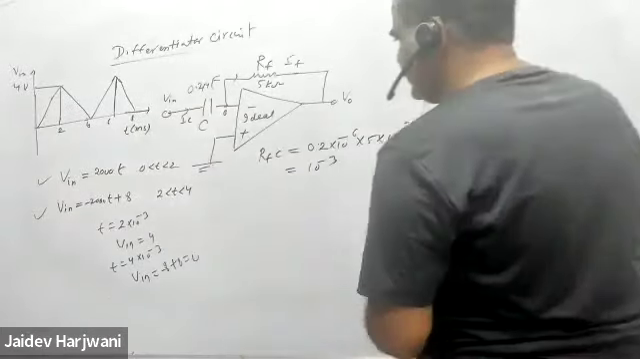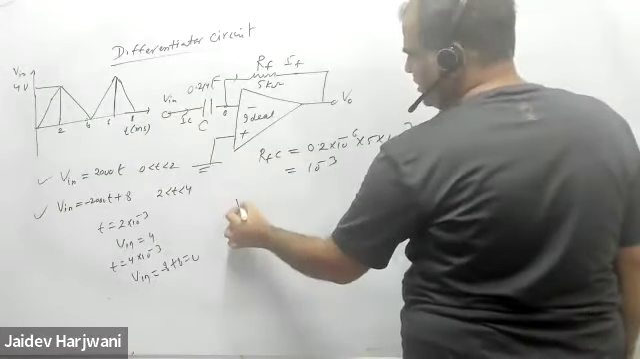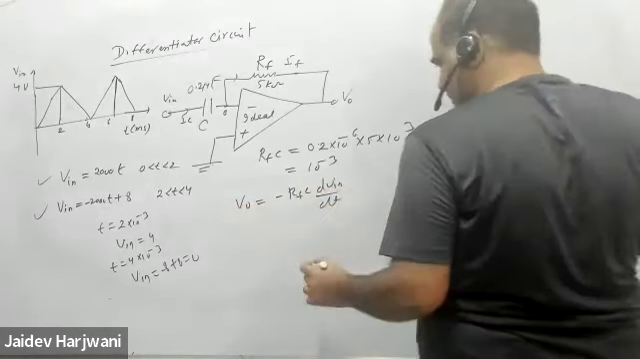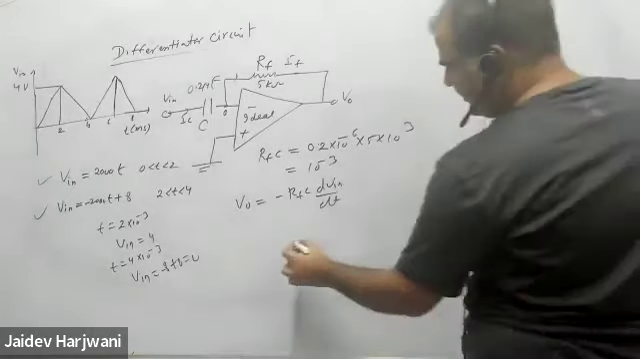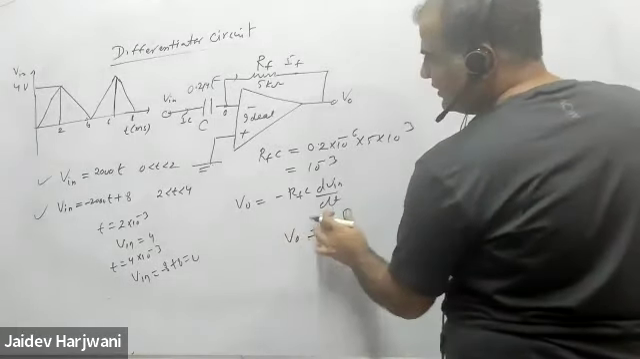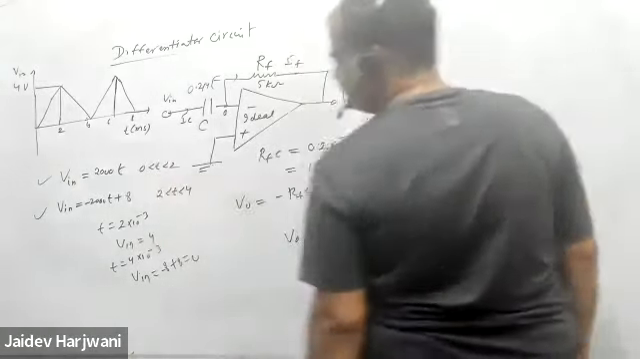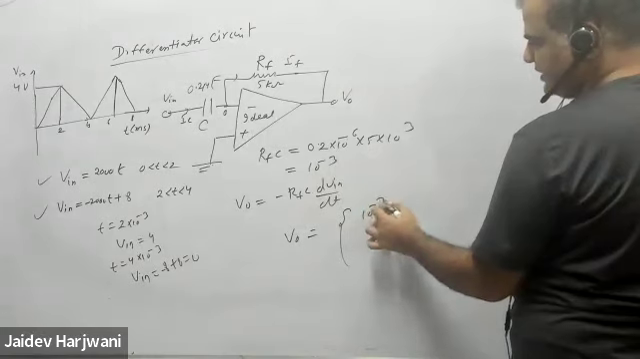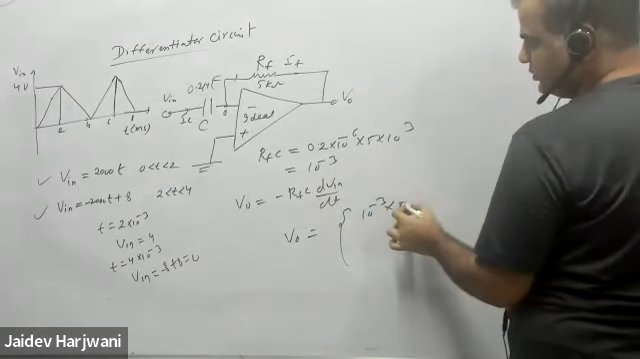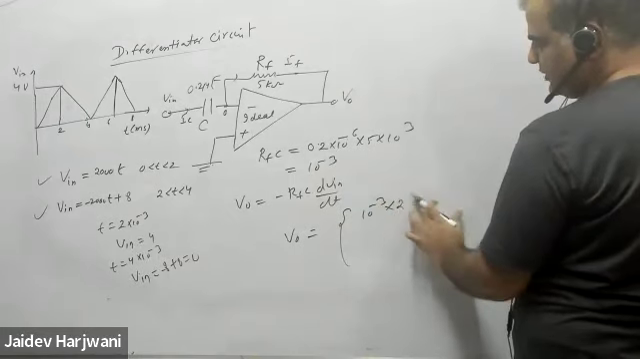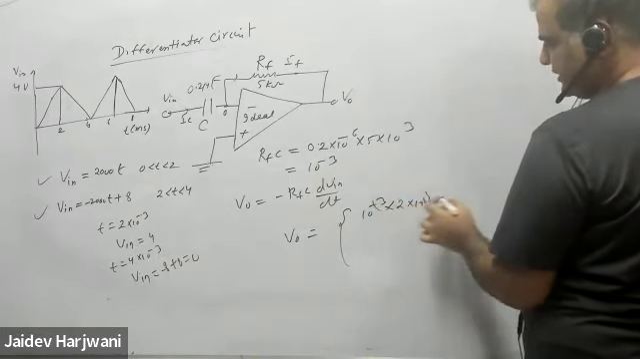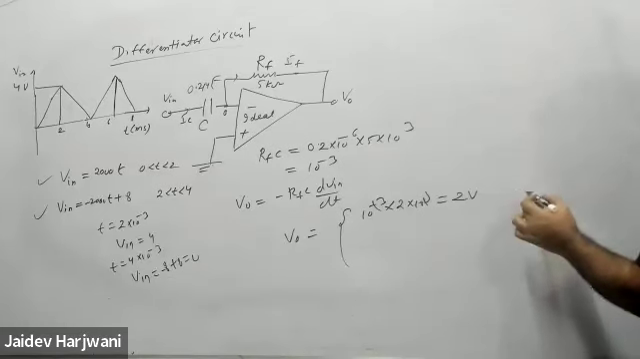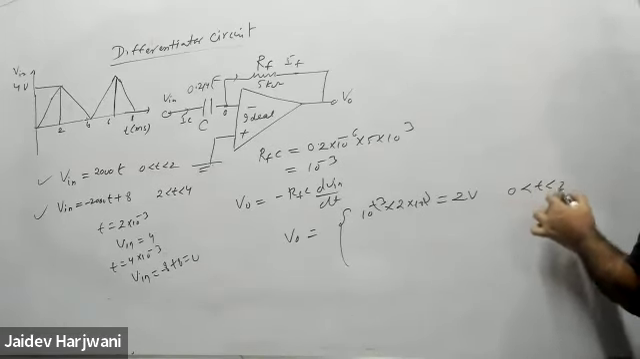Now let me calculate V naught. V naught is minus RFC dV input by dt. For the first interval, the slope is 2000, so minus RFC, that is 10 raised to power minus 3, into 2000. This cancels, so the voltage is 2 volt. So it is 2 volt for the time period 0 to 2.